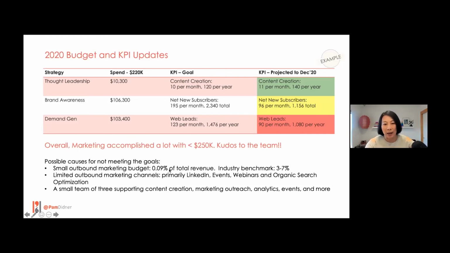Now, what I helped her write is this. Basically, what you need to tell your management is you accomplish a lot with less than $220,000. She also wants to get more budget. And I say, hey, your marketing budget is only 0.09% of the total revenue. The industry benchmark is about 3 to 7%, right? And she does everything. It's a team of 3 people that has done the content creation, marketing outreach, analytics, the whole enchilada. So you need to remind your management, hey, with $220,000, we accomplished a lot. Does that make sense?